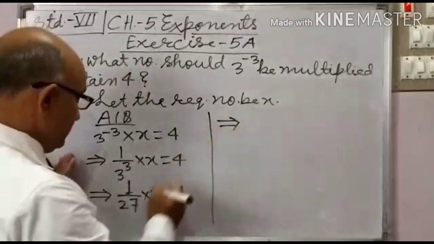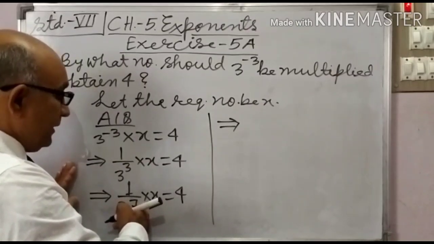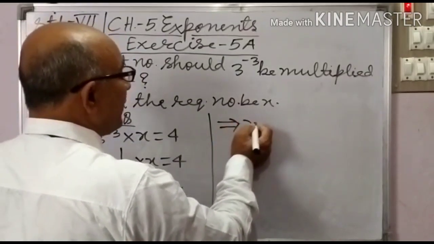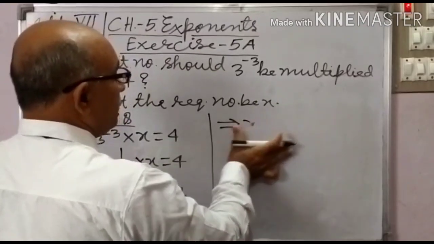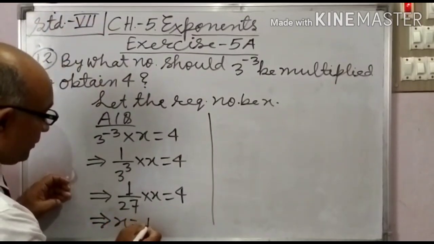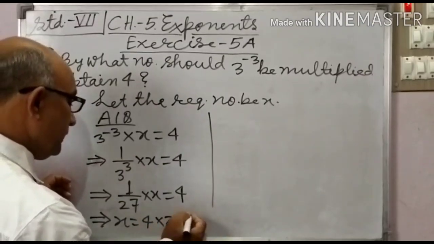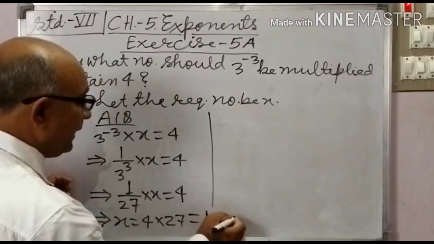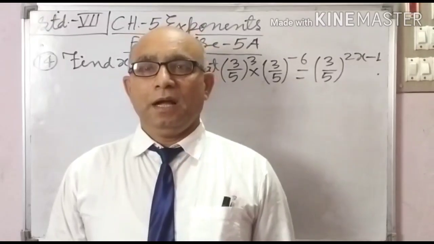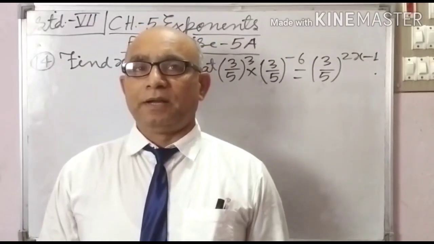Now here 27 divides on the left hand side. By transposition it changes into multiply. So x equals 4 into 27 equals 108. Answer. Right. Students, I am continuing exercise 5A of chapter 5.